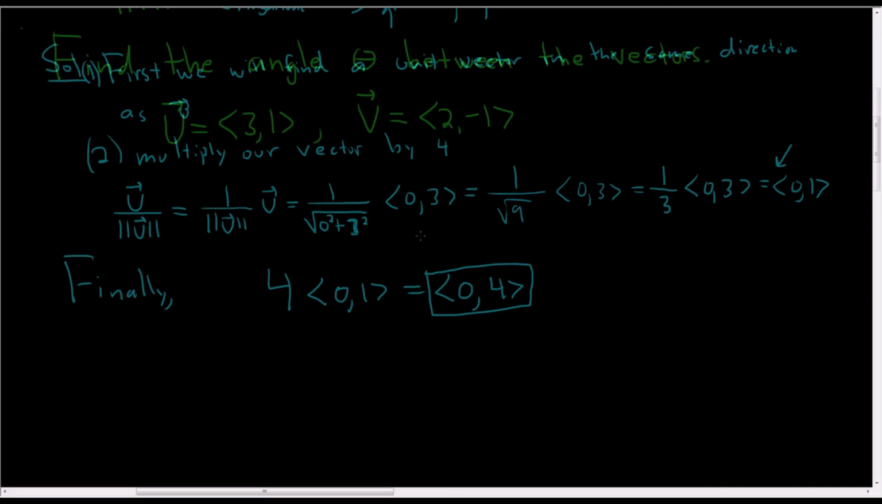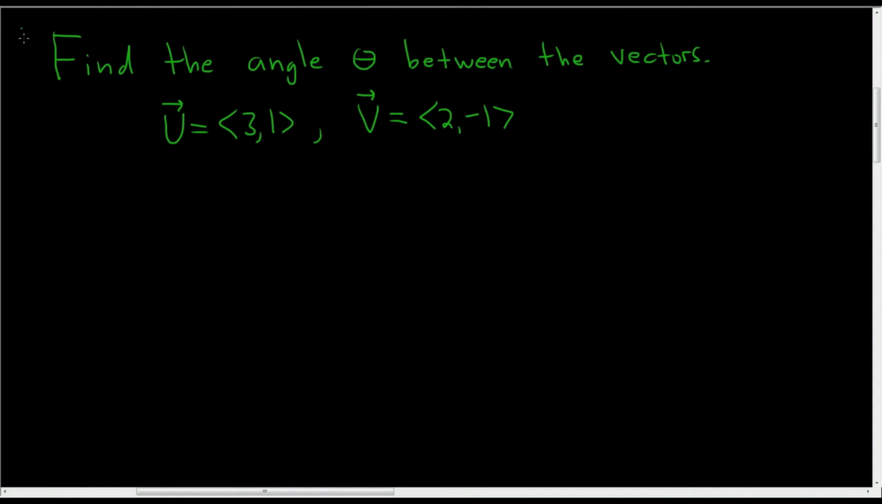We're given two vectors, and we're asked to find the angle between them. Let's go ahead and do it. So there's a formula. It basically says that the cosine of the angle between the vectors, which is called theta, is equal to the dot product of u with v divided by the magnitude of u, multiplied by the magnitude of v.